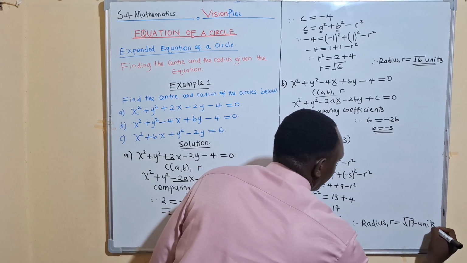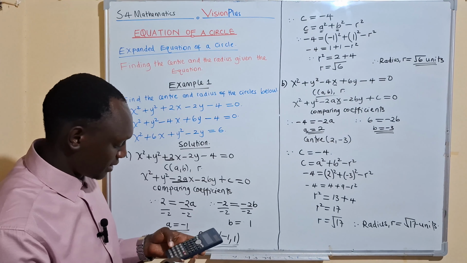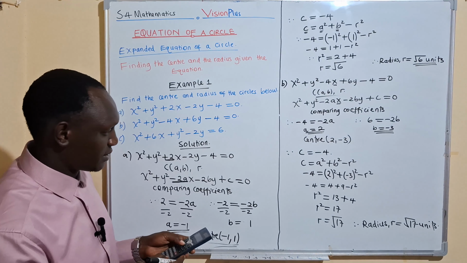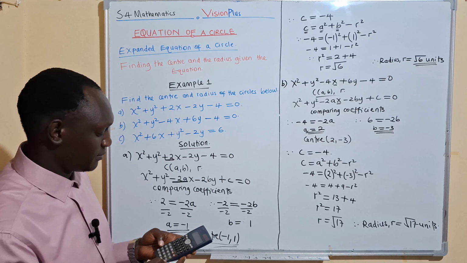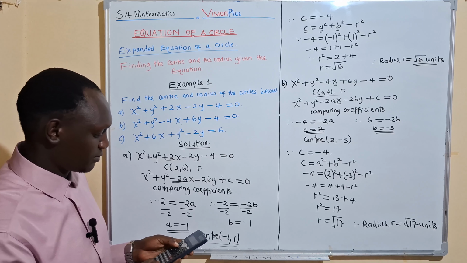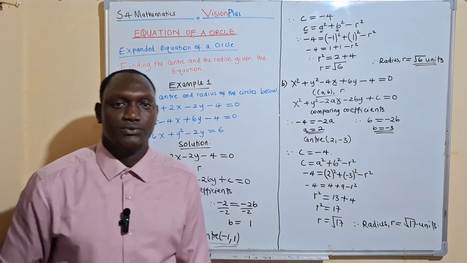That is the radius in example B. Before you leave, prove your answer. 2 squared plus negative 3 squared, then negative 4 minus that answer, divided by negative 1, root. Yes. So the radius is root of 17. So this is how you compare coefficients in part A and part B.